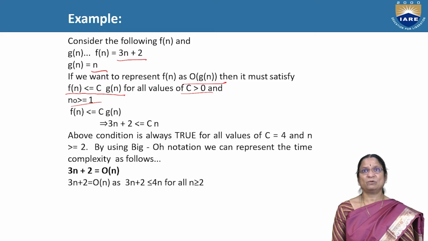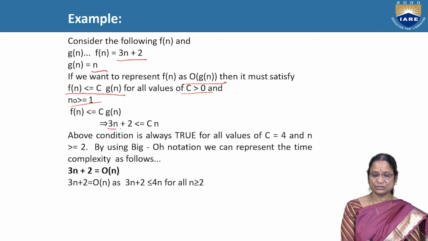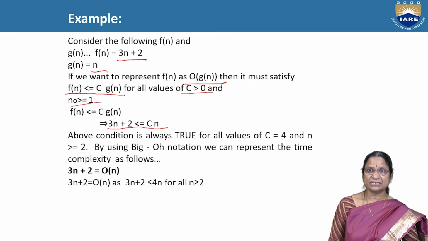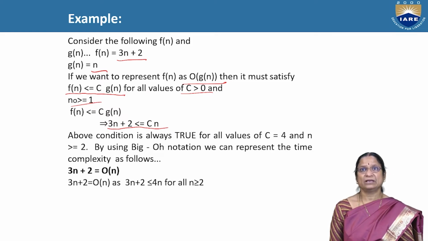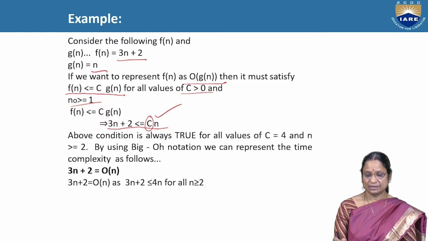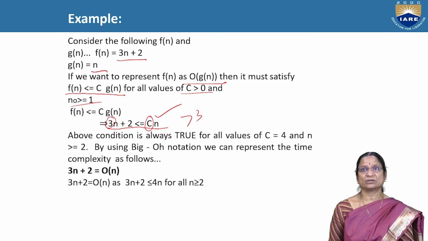Now we'll solve this problem for c. What c is going to be considered? What is our f of n? Our f of n is 3n plus 2. And what is our g of n? g of n is n. By substituting that, our expression becomes 3n plus 2 is less than or equal to c n. This condition is going to be satisfied for what value of c? If c is considered to be greater than 3, because 3n is already there, then from 4n onwards it is satisfied.